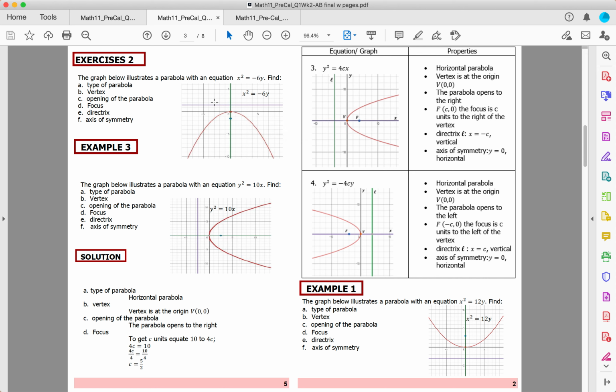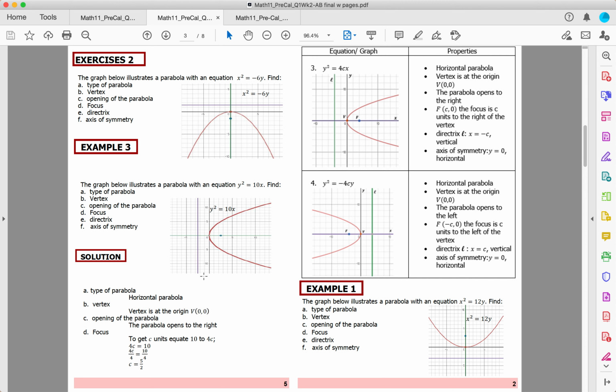And the axis of symmetry is still the same, the y-axis, or x equals 0. Okay? So the same, just follow the pattern.